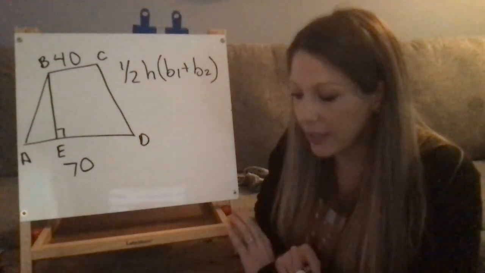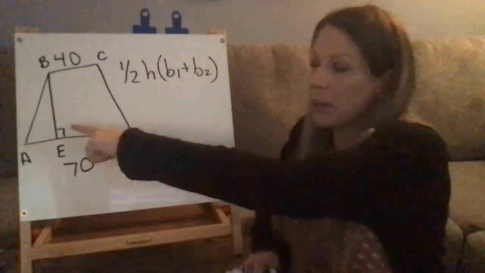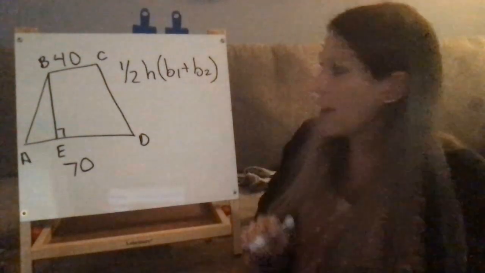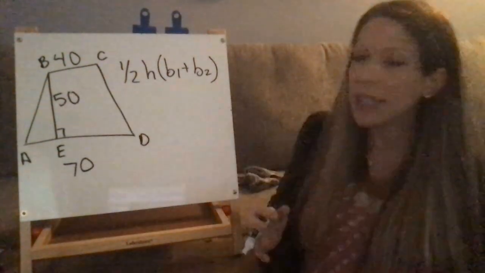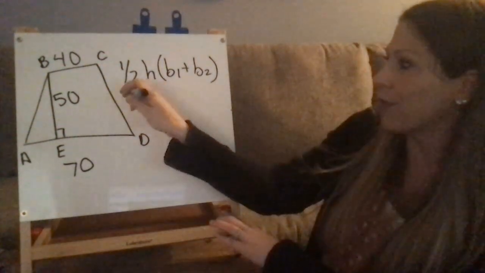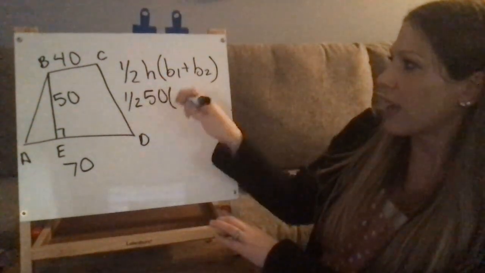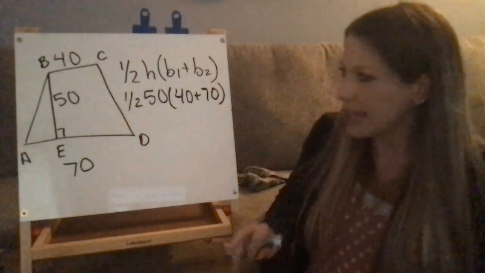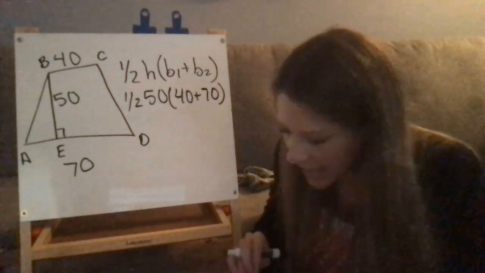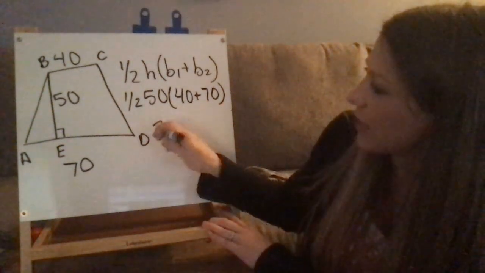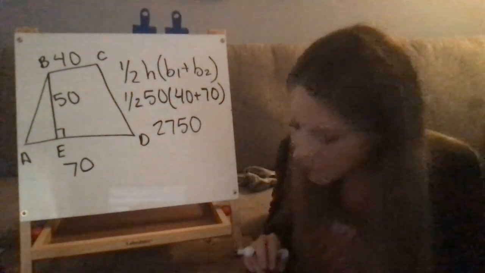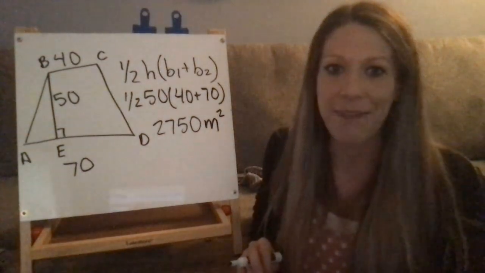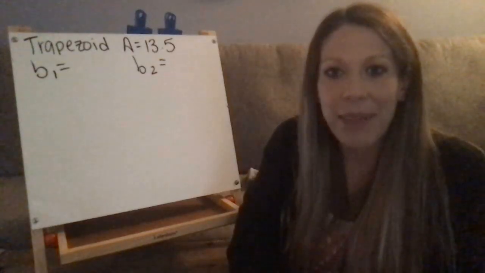Then we can also calculate the height by going from B to E because it's perpendicular to our base. From B to E, that looks like 5, or 50. Once we have all of our information, we're just plugging that into the formula. The height is 50. Our bases are 40 and 70. So we have 1/2 of 50 times 110, and we get 2,750. The units for that problem were meters squared because it's area.